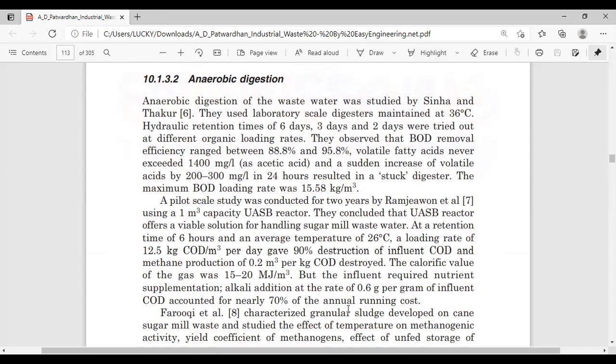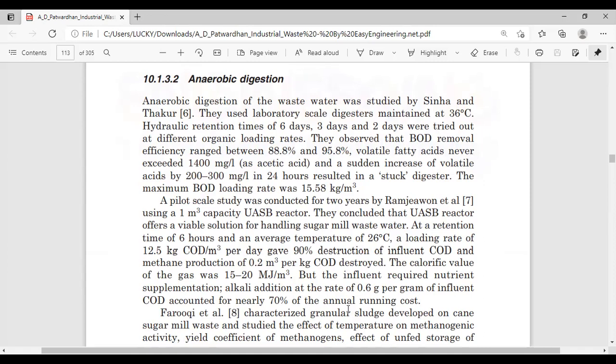Volatile fatty acids never exceeded 1400 milligram per liter as acetic acid, and a sudden increase of volatile acids by 200 to 300 milligram per liter in 24 hours resulted in a stuck digester. The maximum BOD loading rate was 15.58 kilogram per meter cube.